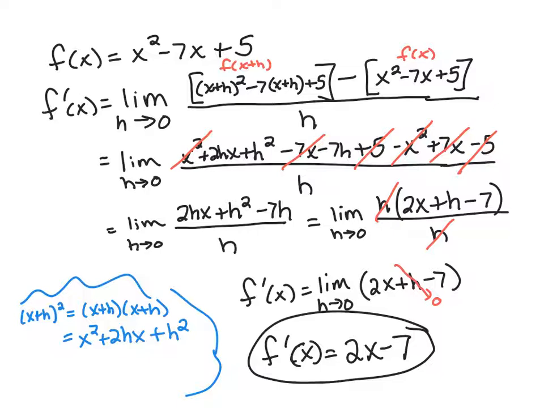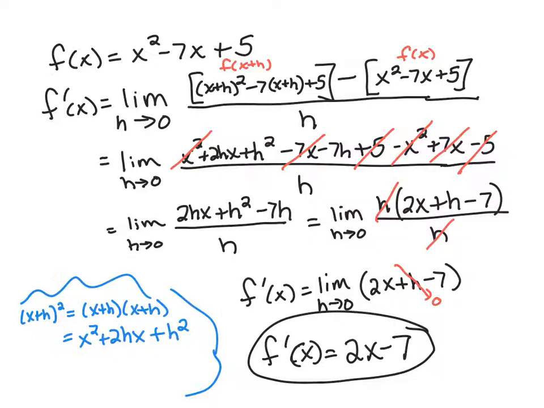Squaring is not squaring the pieces. It's multiplying the entire thing times itself. You have to FOIL it out. Don't be lazy. So when you FOIL it out, you get this guy in the middle. So here is my f of x plus h. Here is where I distributed the negative 7. Don't forget to take the minus with the 7. Then I have the plus 5. Then I take this minus sign and distribute it through the f of x.